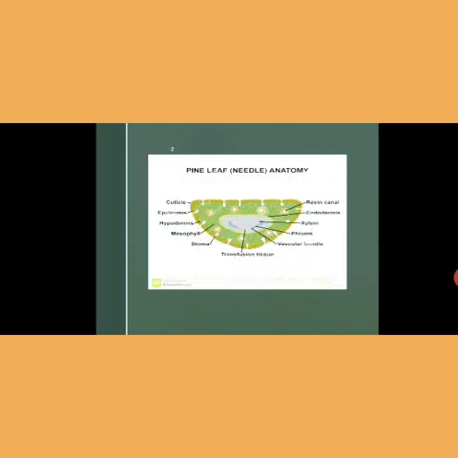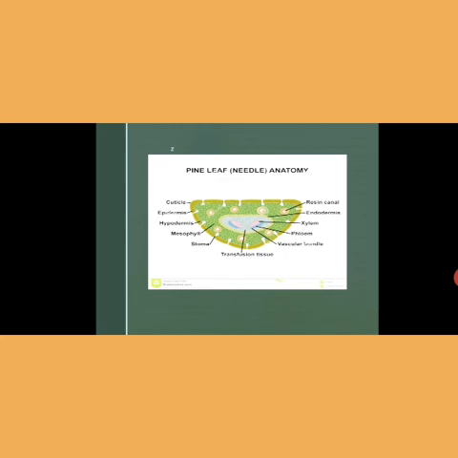In that diagram we can see the pine leaf or needle anatomy. On the outer side there is a thick cuticle. Below that the epidermis is present. Epidermis is a single layer. Below that there is a hypodermis, which is sclerenchymatous in nature. Below that the mesophyll cells are present, which are green in color, that means chlorophyll cells are present. After that we see the stomata. In Pinus there is a special type of stomata, known as the sunken type of stomata.